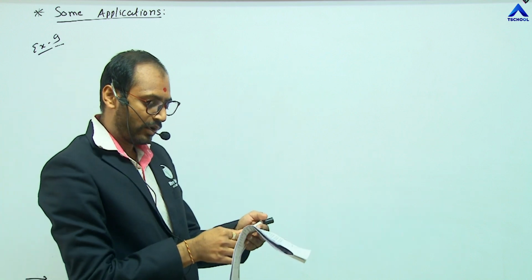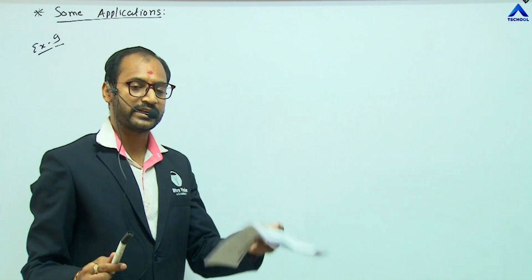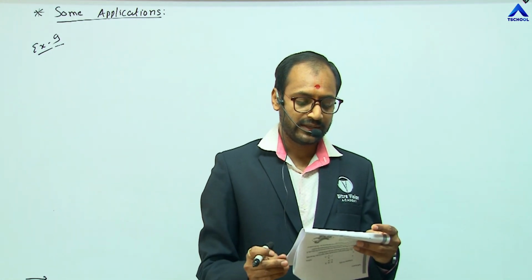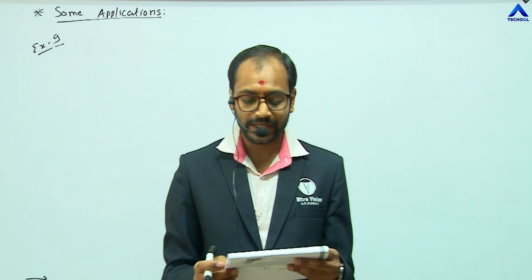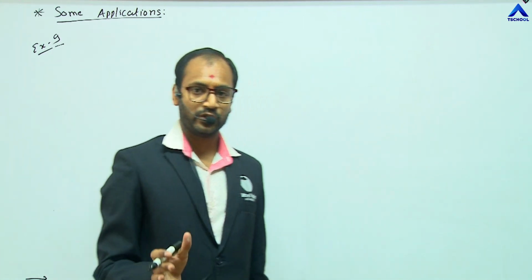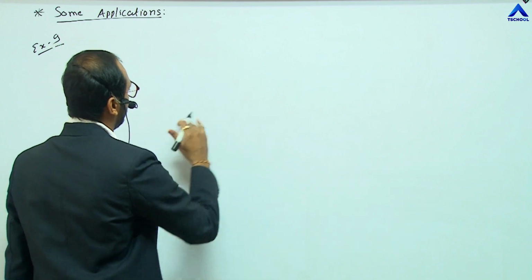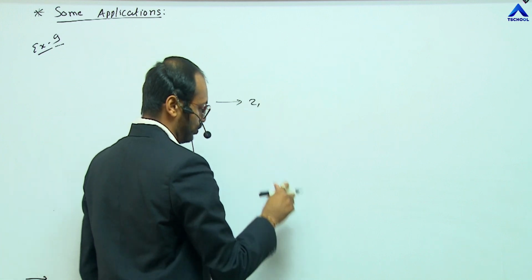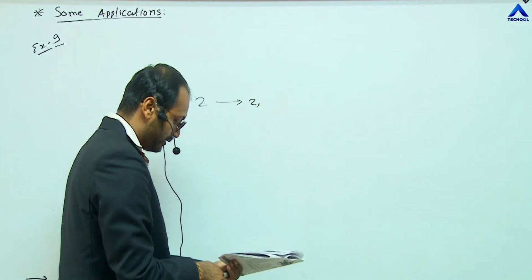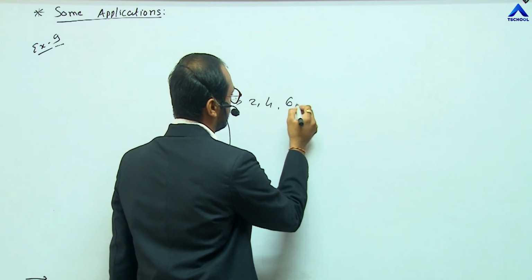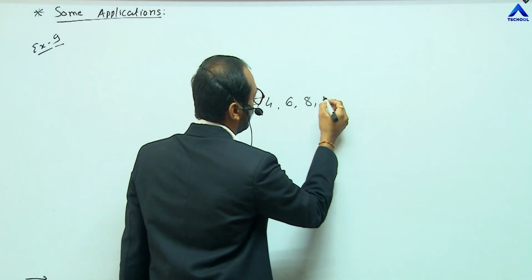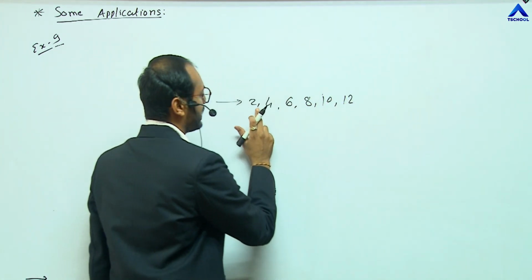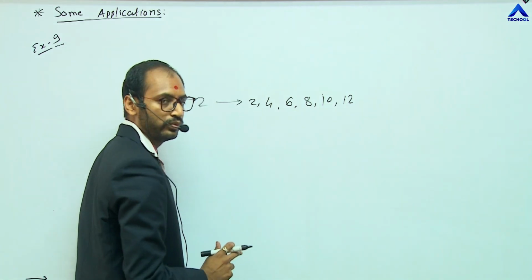Here, the sum of 3 consecutive multiples means continuous multiples. Consecutive means continuous. Let me take the multiples of 2. Multiples of 2 are: 2 ones are 2, 2 twos are 4, 2 threes are 6, 2 fours are 8, 2 fives are 10, 2 sixes are 12. So these are the multiples of 2.